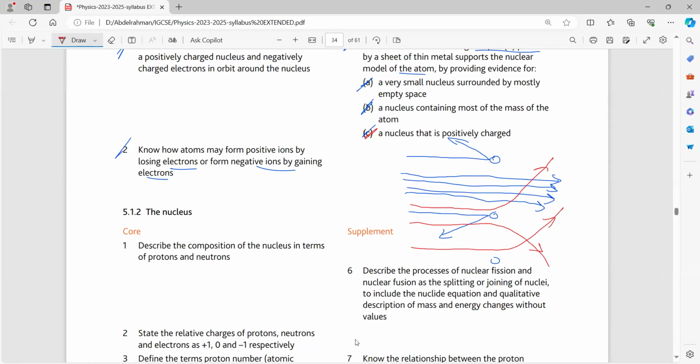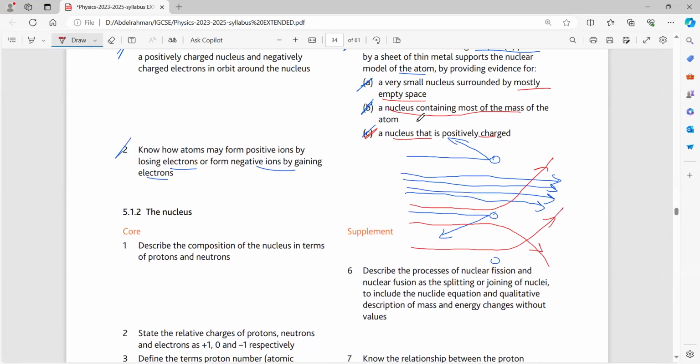So we learned three things. The atom is mostly empty space. All of the mass of the atom is inside the nucleus. And the nucleus is positively charged. That's why some of the alpha particles were deflected with some angles.